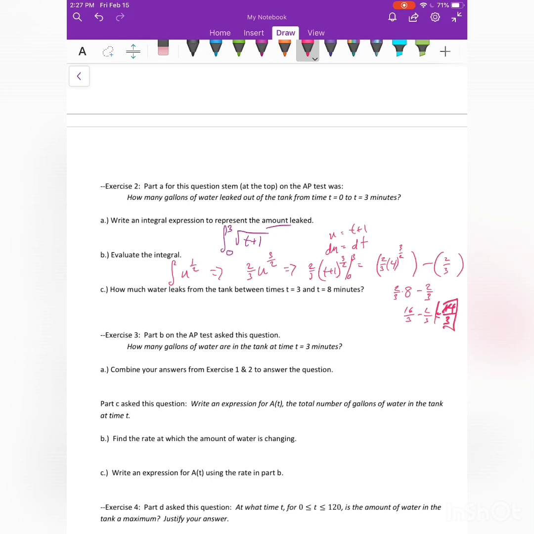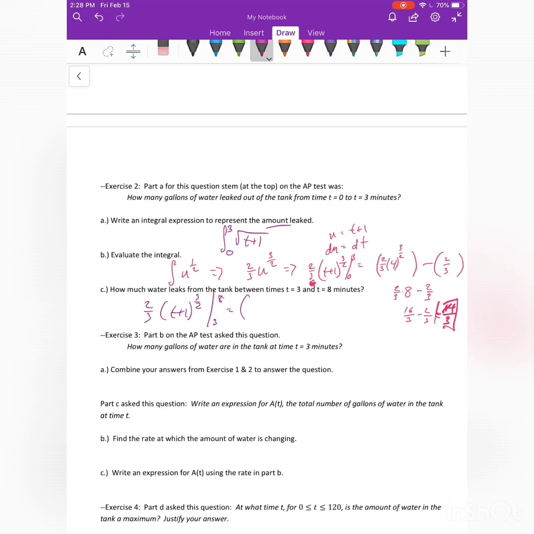Okay, so that was evaluating how much water leaked out of the tank, right? Now it says how much water leaks from the tank between time 3 and time 8. So now we just have to basically repeat the same process, but do this from 3 to 8. I'm going to jump all the way to this part right here, and we have 2/3 t plus 1 to the 3/2 from 3 to 8, and then just do these calculations.